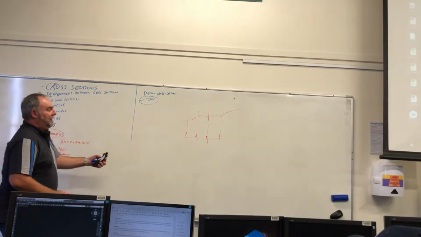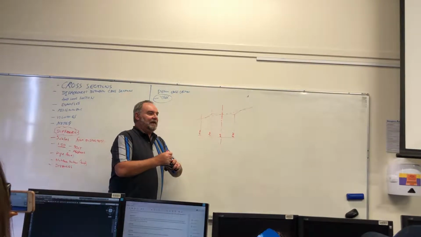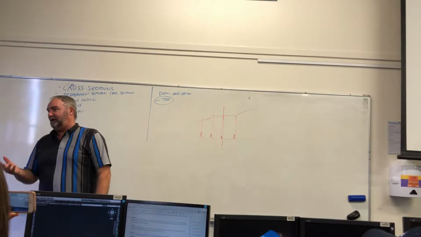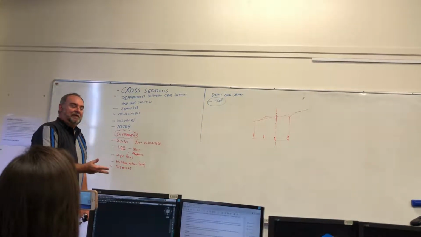Why do we do it like that? Because that's how we set out cross sections. We always have a set out line. Obviously, if we can make it the centre of the road, we do. If we make it the centre of the platform, we do.